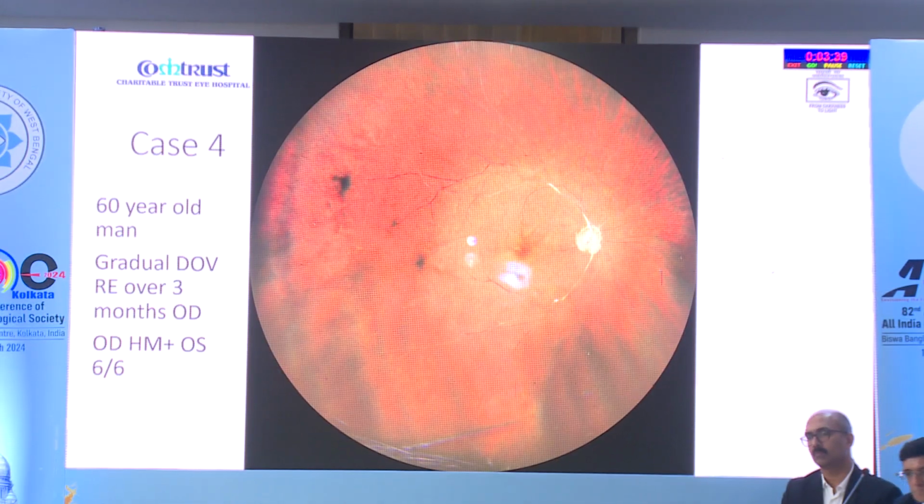So this patient is currently on treatment. Systemic rituximab also has been started. This is the fourth case, which is a 60-year-old man who came with gradual diminution of vision in the right eye, diagnosed as CRAO elsewhere.